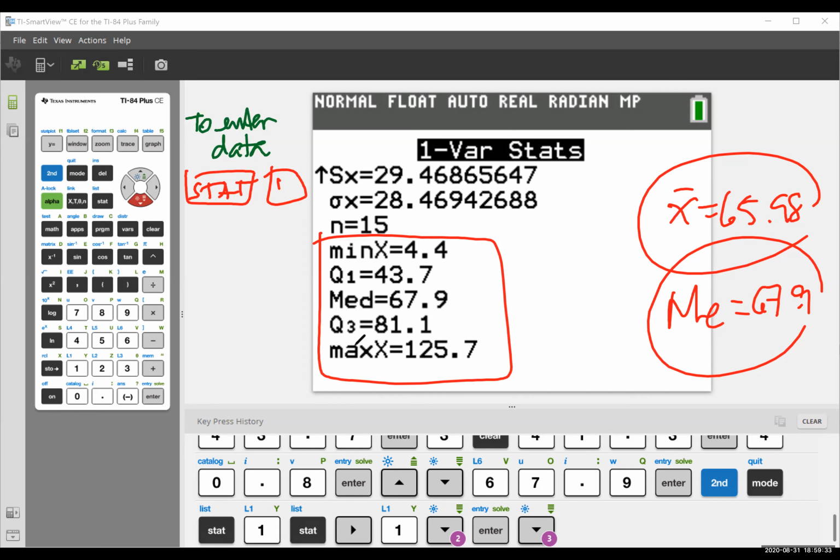So it's always the same process. Stat, arrow to the right, calc, 1. Okay, so you will definitely get used to this because we will use this a lot. Any questions?